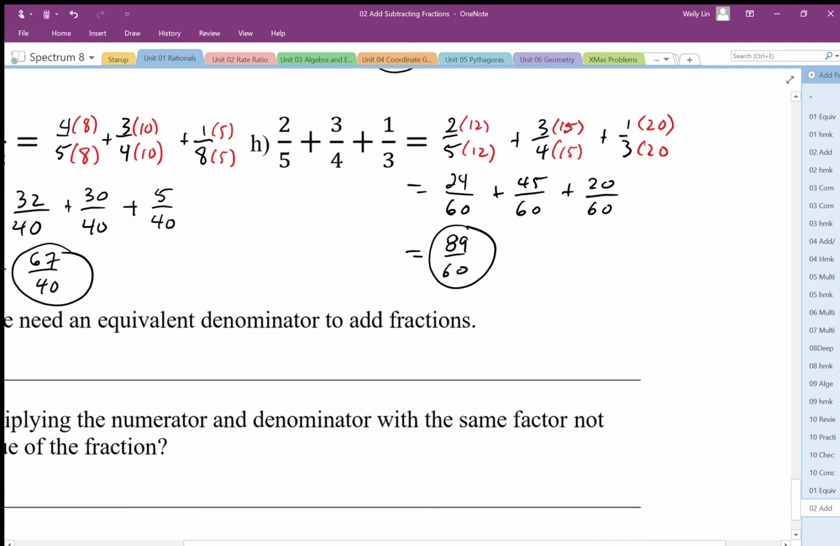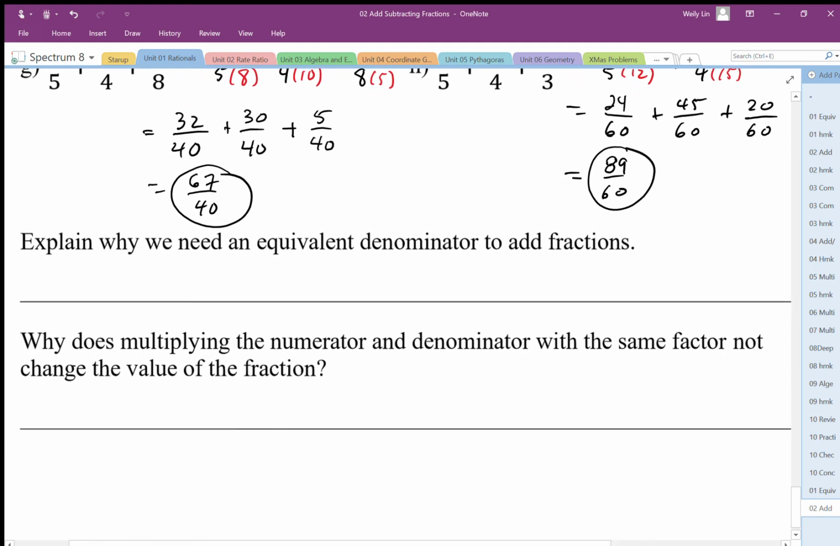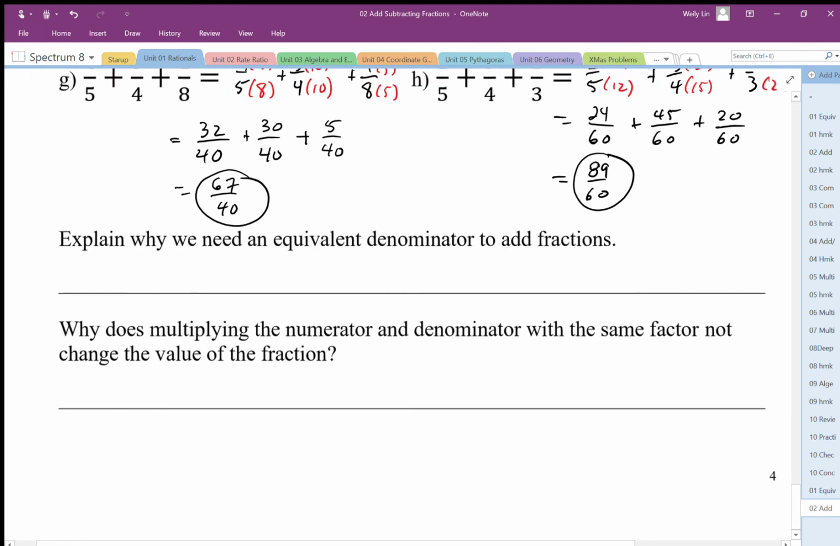Okay, so why do we need equivalent denominators to add fractions, or a common denominator? We need the same size pieces. If we don't have the same size pieces, we can't count, or we can't add.